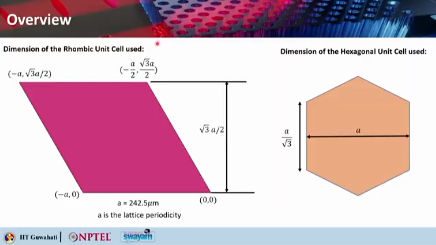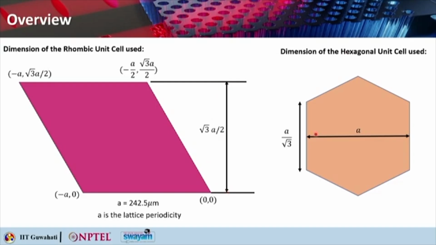For realizing a topological based waveguide, we will require all these simulation steps, which are the basic requirements. Now if you consider any periodic system, it can have two types of unit cell representation. You can think of a rhombic unit cell. You can start with this point being the origin (0, 0), this one will be (-a, 0), this point is (-a, √3a/2), and this point being (-a/2, √3a/2). This particular distance is basically √3a/2. What is a here? a is the lattice periodicity.